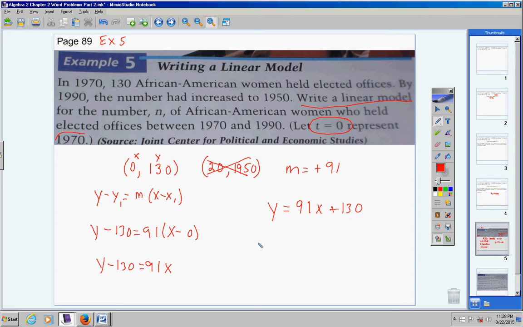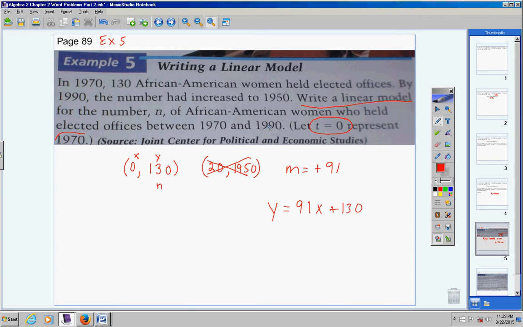Alright, now, normally I'd be finished, but I'm going to be really, really tough on you guys. I want you to write equations or models that are really sound, okay? Look back up here and see if they gave us other variables to use besides x and y. You're going to see they did right here. Write a linear model for the number n of African American women. Well, this is my African American women, so this would be an n. So really, instead of using y, I should have used n.